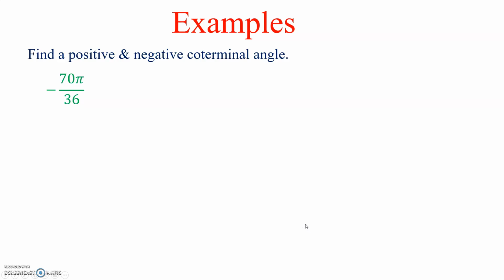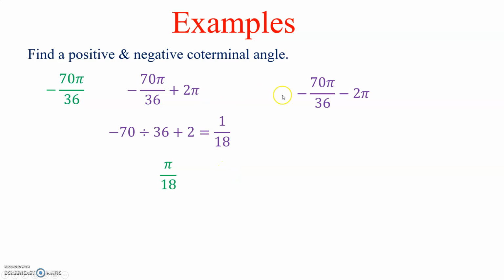One last example. Same thing. I'm going to add my 2 pi. 1 over 18, there's my positive, pi over 18. And from here, now I'm going to subtract my 2 pi, and that will help me to get the negative. So I got my positive and my negative. So hopefully this helps with understanding how to find both coterminal angles, both degrees and radians.